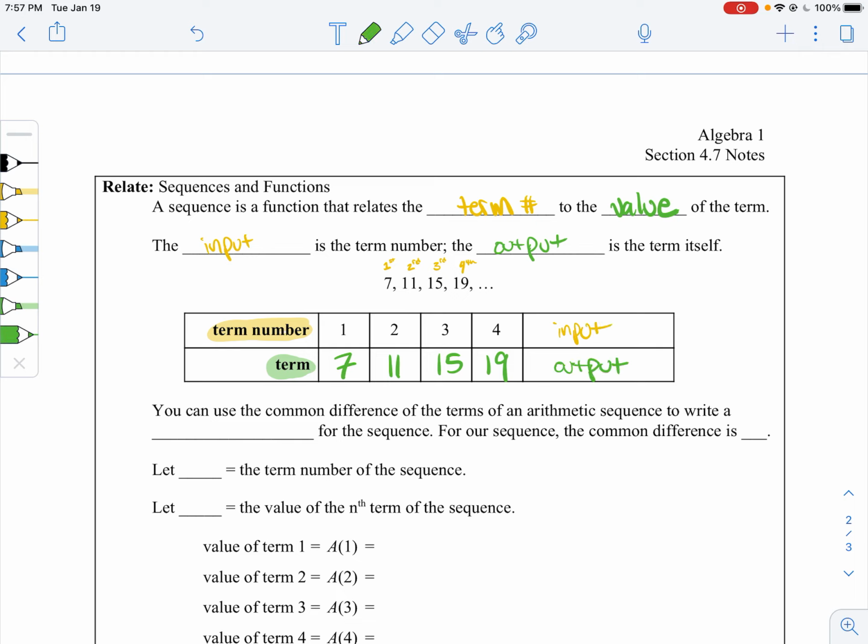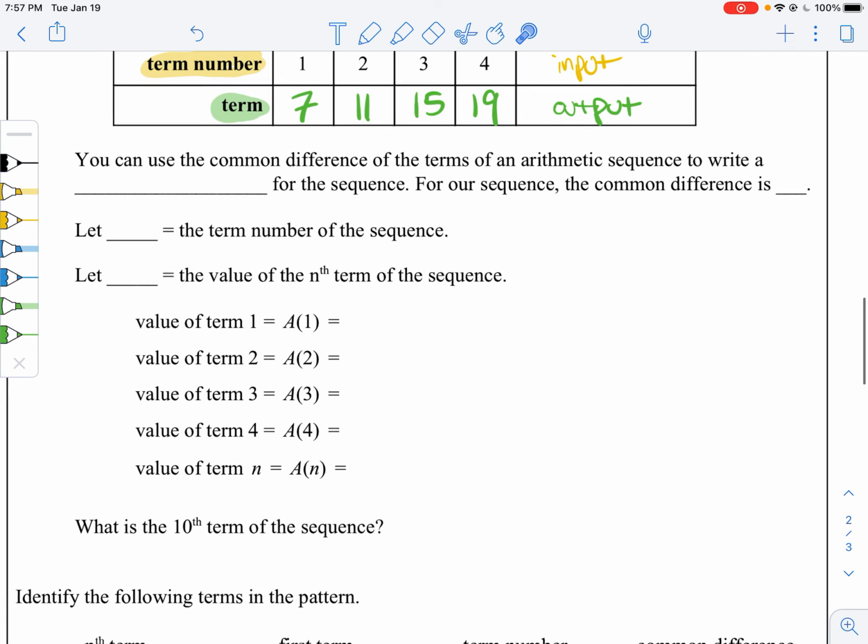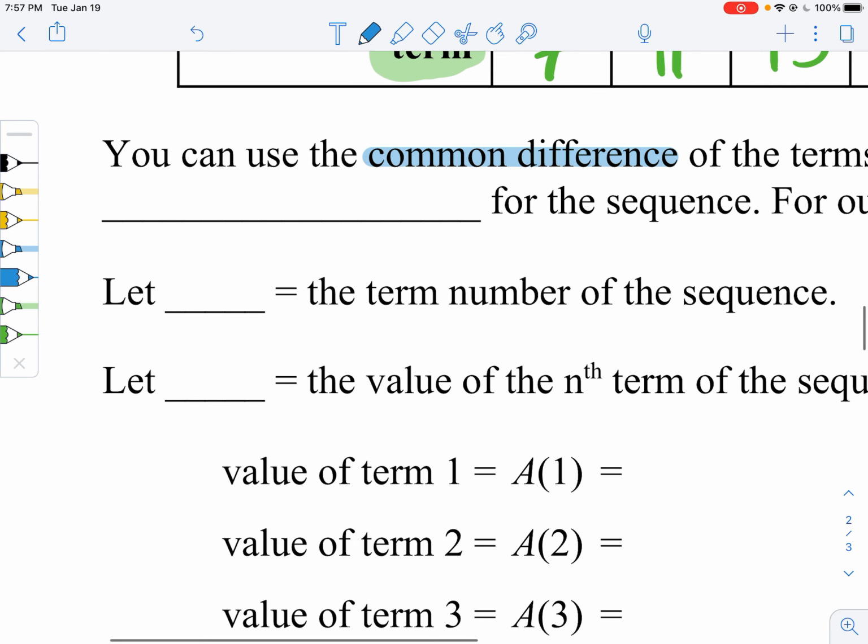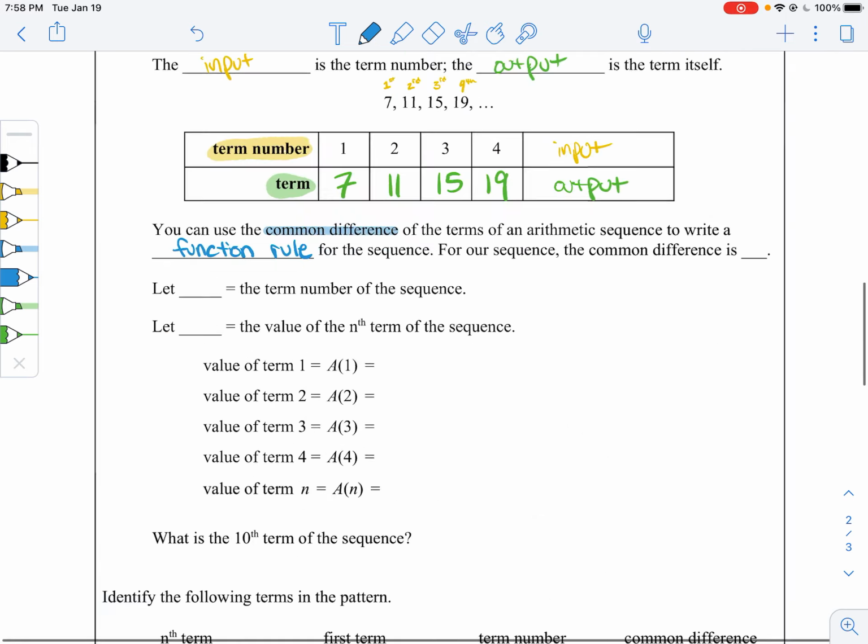But what if I want to find the 50th term of the sequence and I don't want to write them all out? Well, let's figure out the shortcut. Here's my hint: you can use the common difference to figure out the pattern, but instead of pattern, let's call it a function rule. Function rule, as in, that rules, not roll.